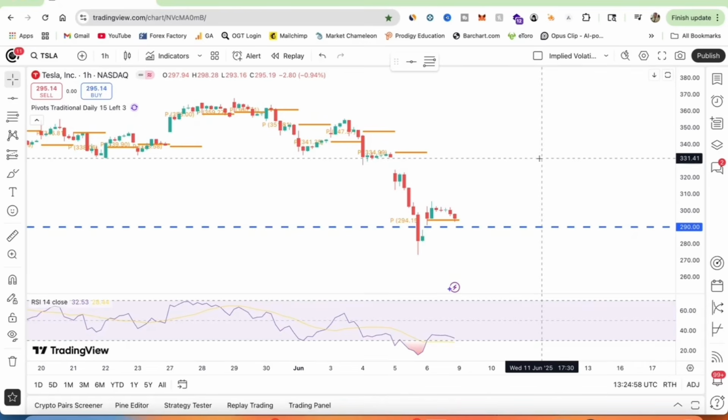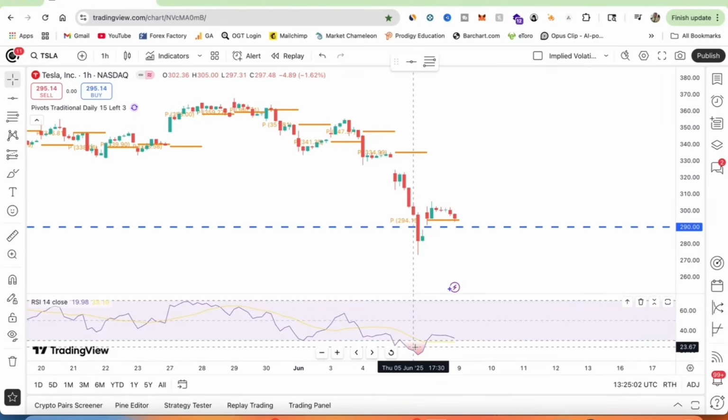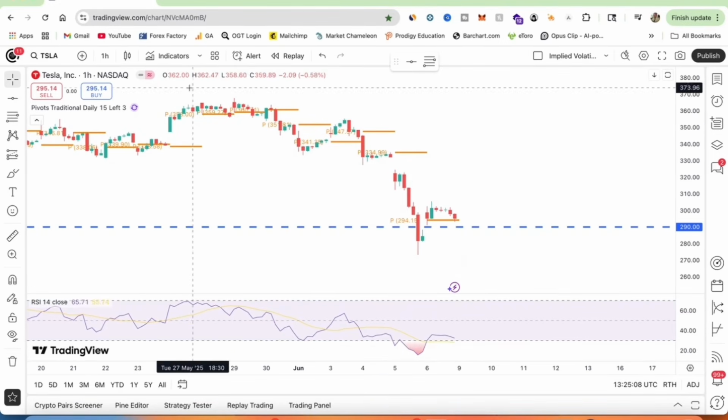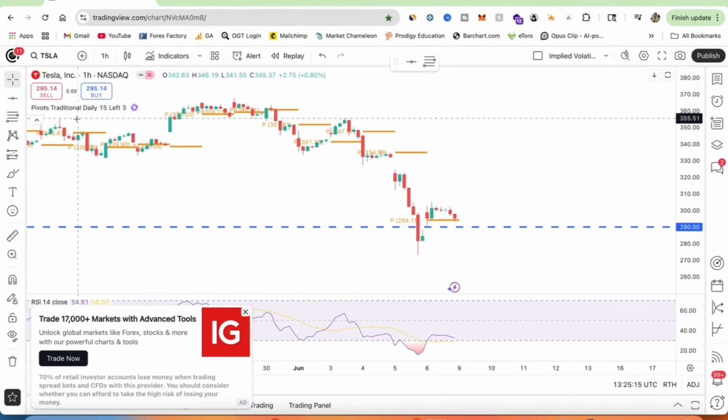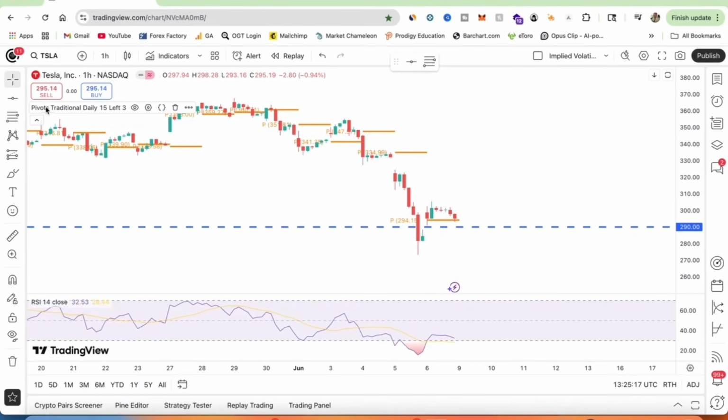Now, the two indicators are firstly the RSI for overbought, oversold areas. You can use stochastics or whatever you want to use. I prefer the RSI default setting at 14. And then I like to use a pivot indicator. I've got my own OGT pivots indicator. It's exactly the same as the pivots traditional daily. So again, you can get those all on TradingView and they're all absolutely free.